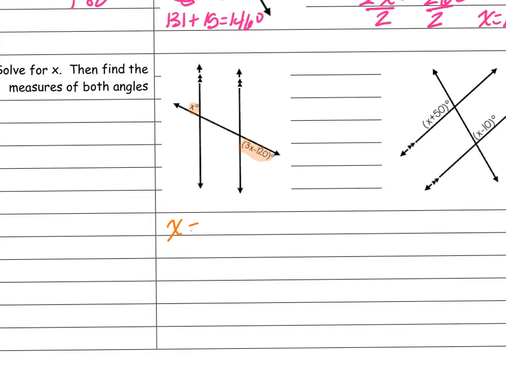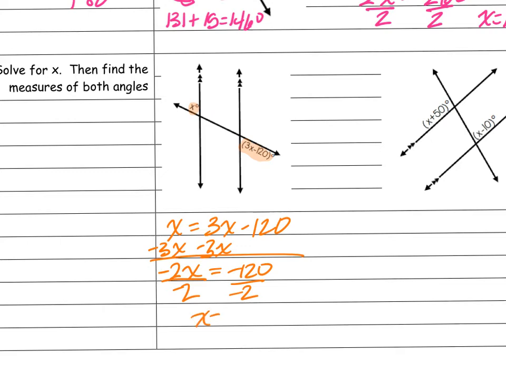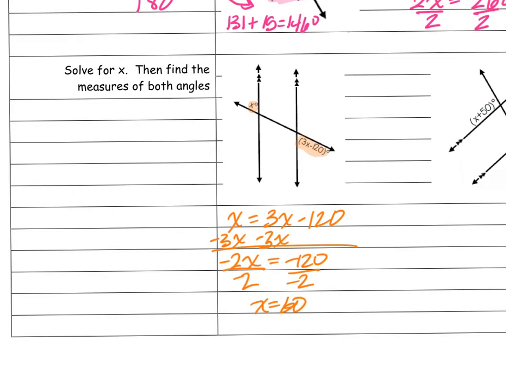So x equals 3x minus 120. So I'm going to subtract 3x, and I get negative 2x equals negative 120. Divide by negative 2, x equals 60.